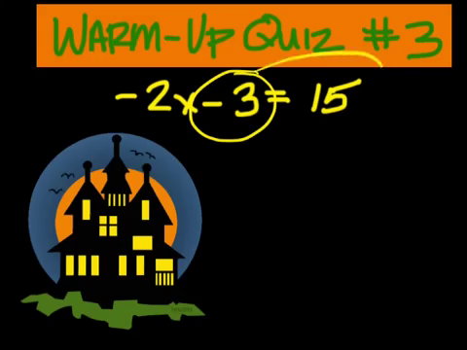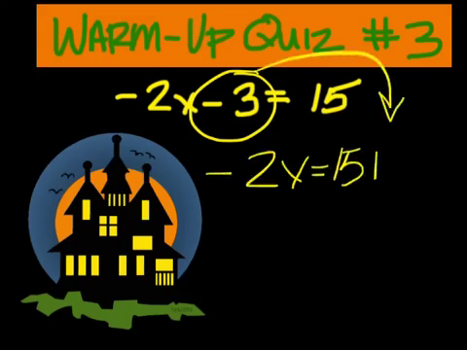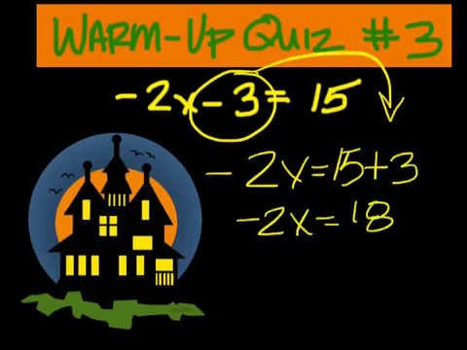This becomes +3 on the right side. So 15 plus 3 is 18. And divide 18 by -2 to get -9.